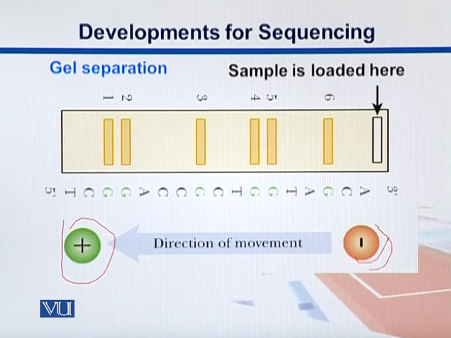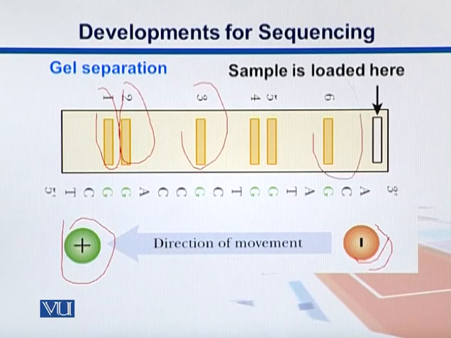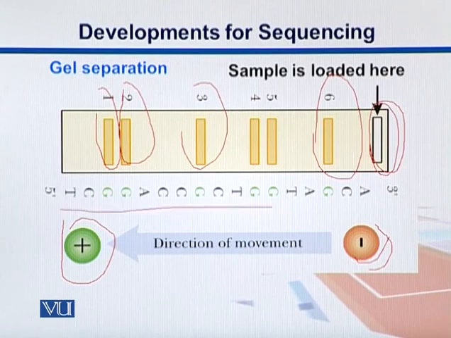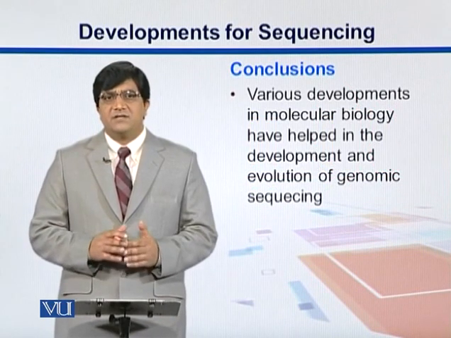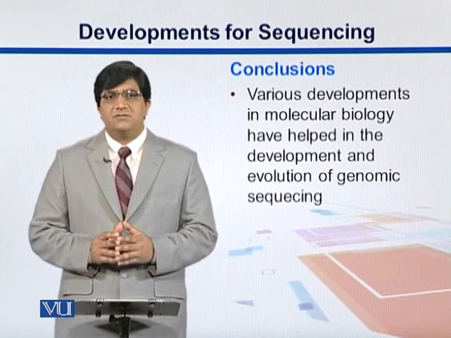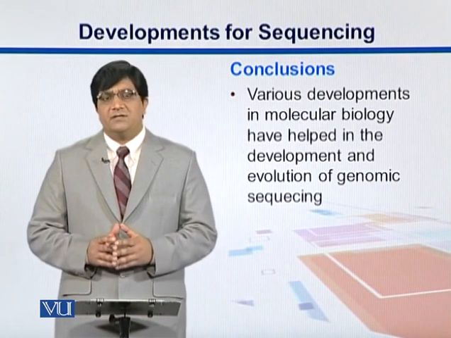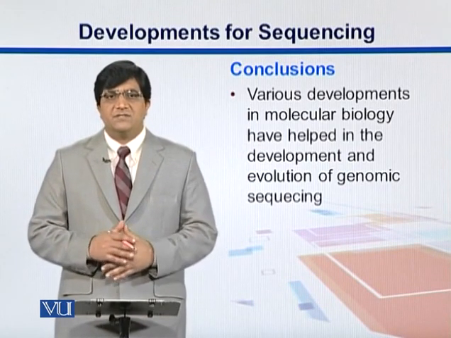They run from the negative to the positive terminal. Here are the smallest particles, which run faster, then bigger ones, and the biggest ones are at the end. Samples are loaded here in the wells, and by looking at the comparative sizes and the positions, we can determine the sequence of the nucleotides. So what we have seen so far is that there are significant advancements in molecular biology that have helped in improving genome sequencing technologies.